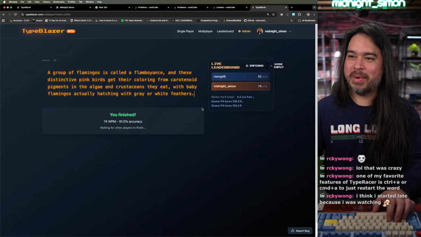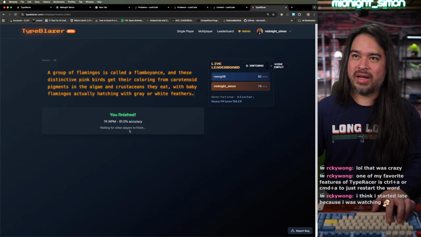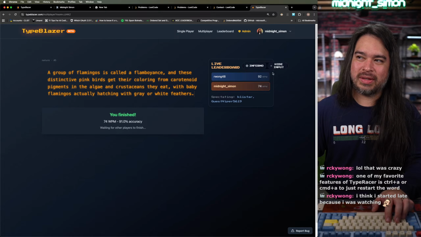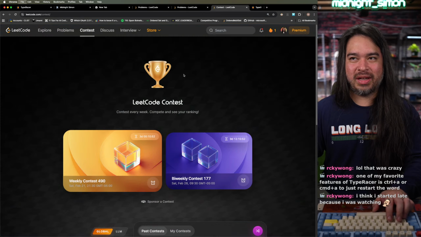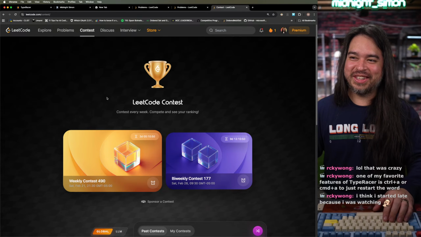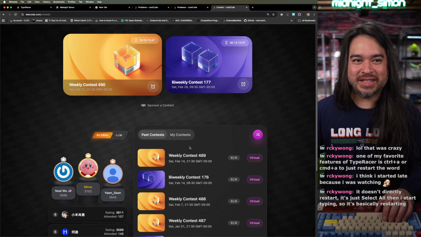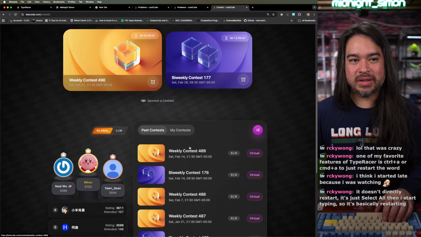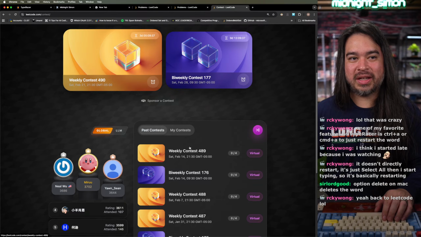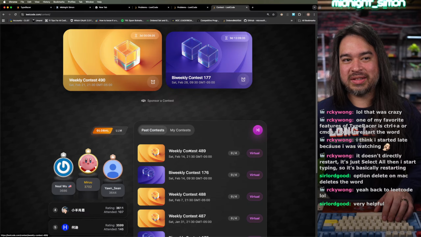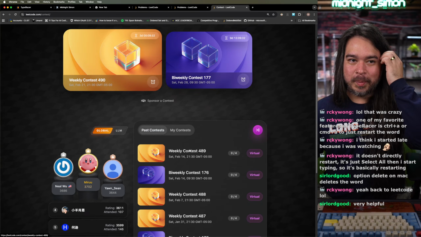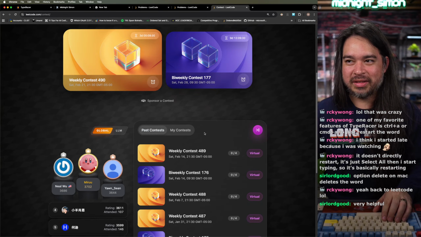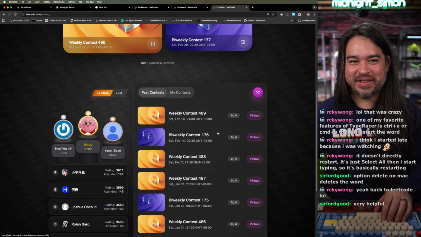Hey, we have 2 spectators in here, but usually you can do another race, but I don't see that. Maybe that's a bug in the UI. Anyways, we're here for LeetCode today, man. We're not type racing. Let me do a virtual contest. It doesn't directly restart. It's just select all and start typing. So it's basically restarted. I see. Yeah, like select all. Yeah, I'm gonna try and have that implemented for you.